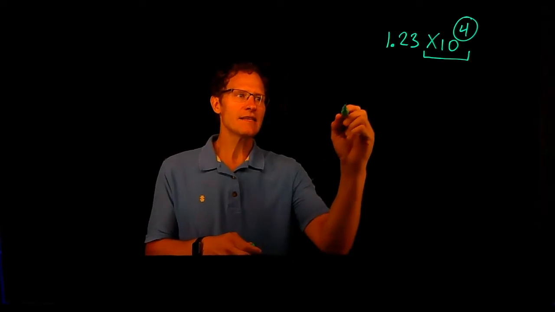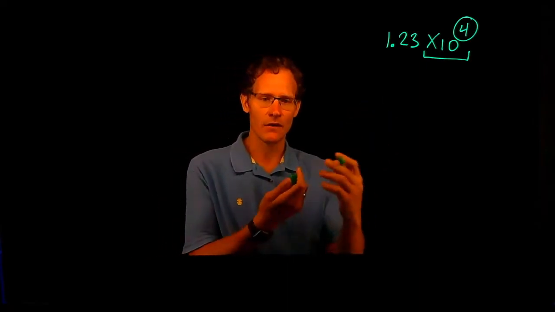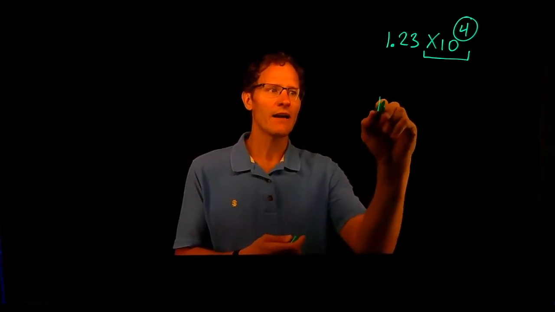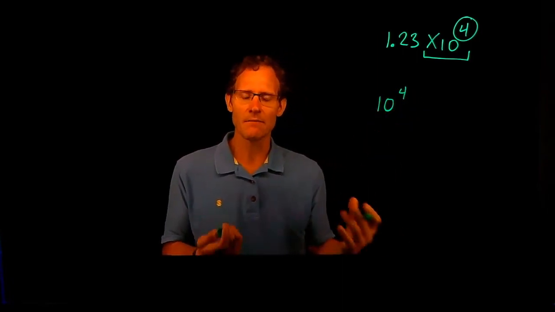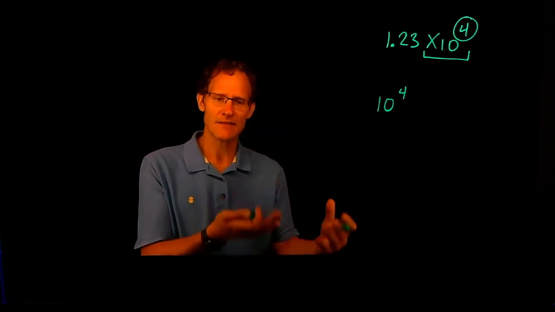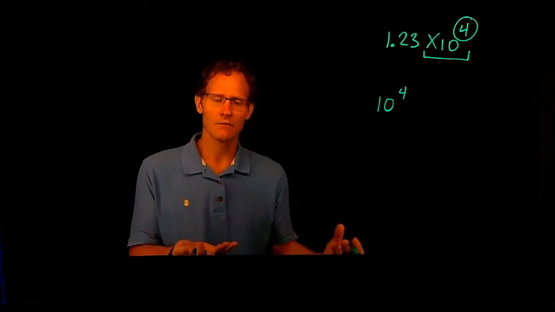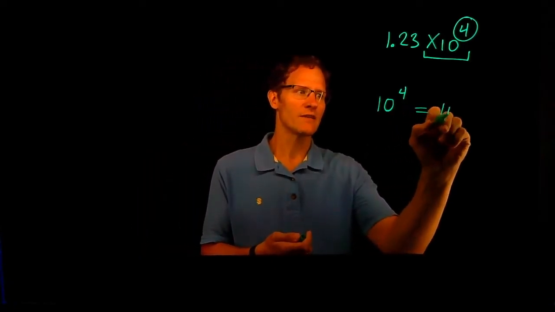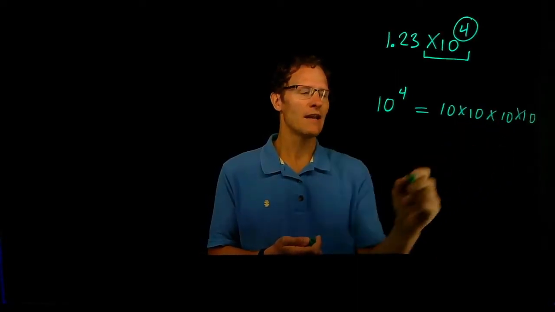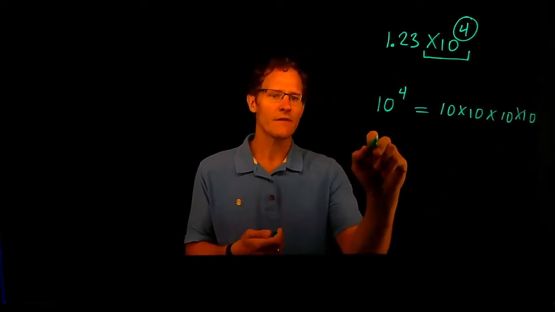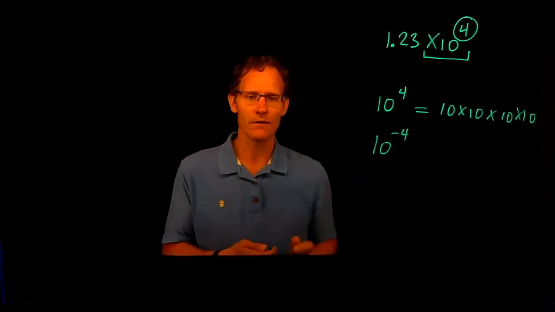Okay, this is the idea of negative powers. So if we have something like 10 to the fourth, we know what that means. It means 10 times 10 times 10 times 10, right? So this is equal to 10 times 10 times 10 times 10. But what happens if it is 10 to the negative fourth?